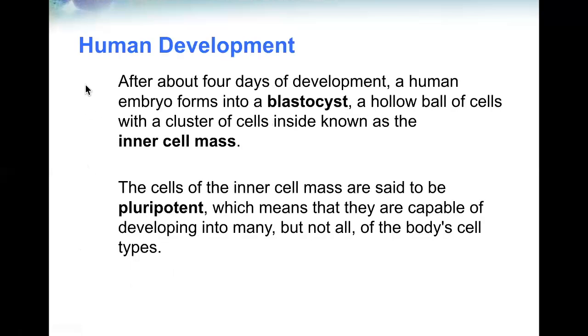After about 4 days of development, a human embryo forms into a blastocyst, a hollow ball of cells with a cluster of cells inside it known as the inner cell mass. The cells of the inner cell mass are said to be pluripotent, which means that they are capable of developing into many, but not all, of the body's cell types.